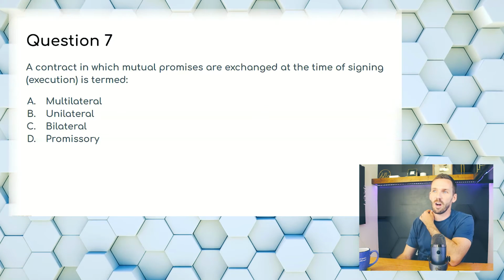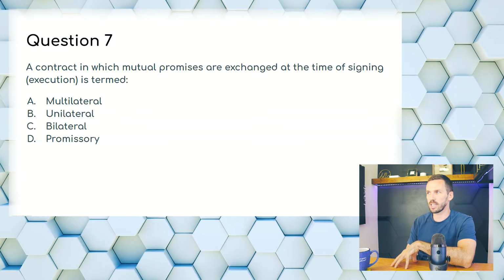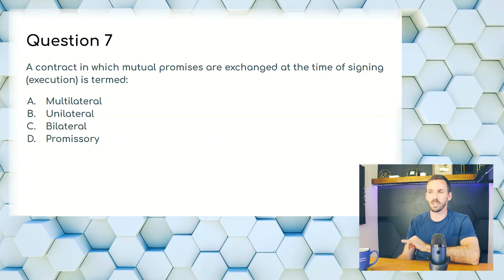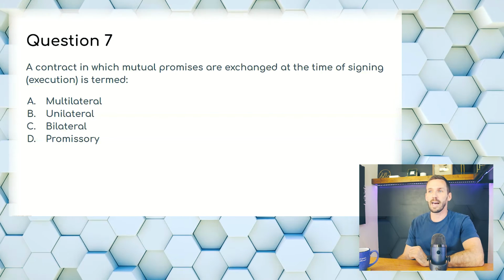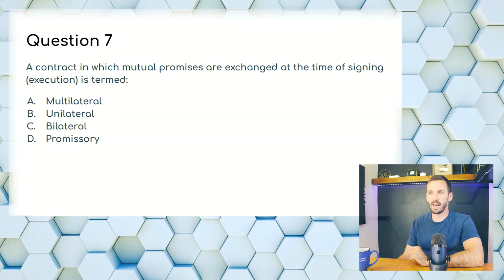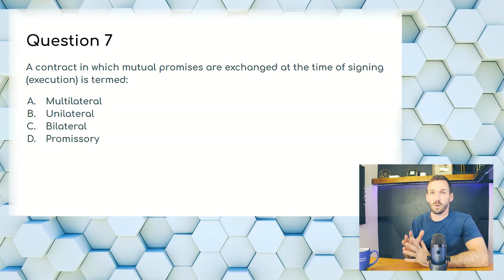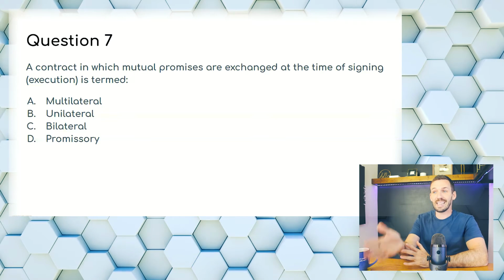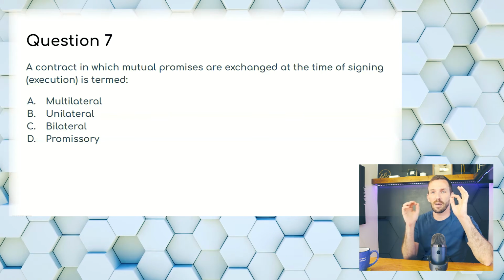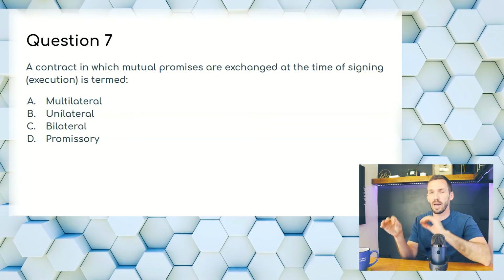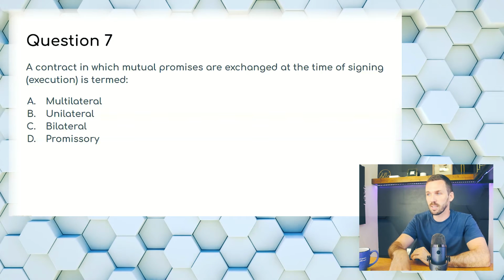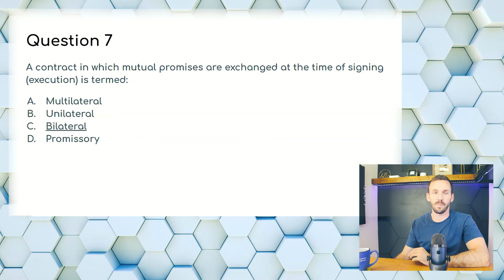Question 7. A contract in which mutual promises are exchanged at the time of signing or execution is termed multilateral, unilateral, bilateral, or promissory. A typical contract is going to be your bilateral one, where both parties have mutual promises, right? Bilateral is a normal contract. The answer here is C.